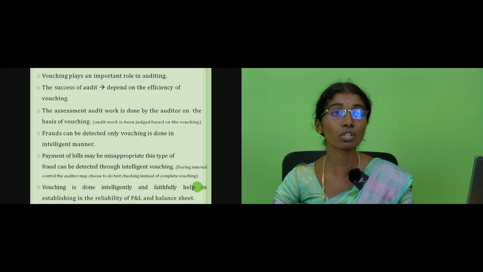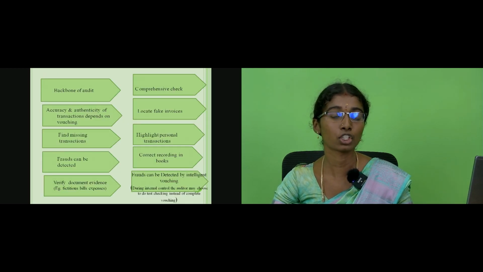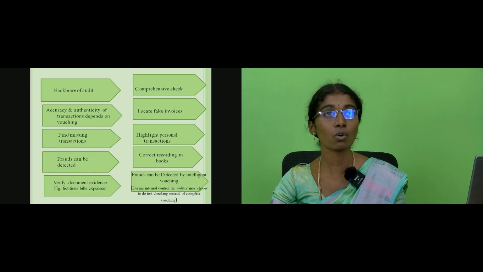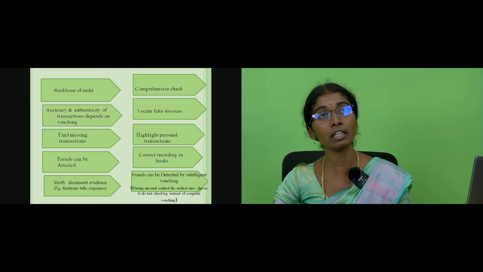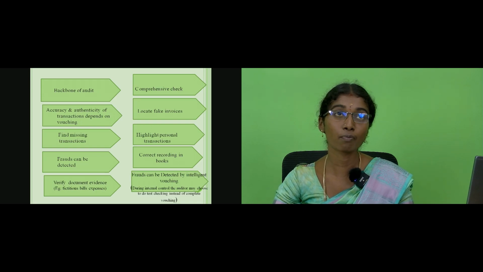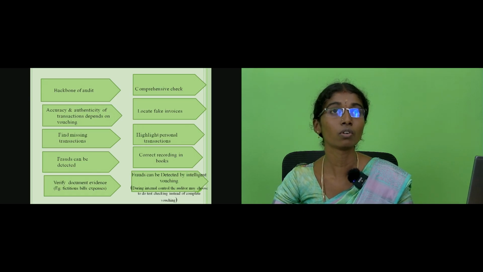So vouching is done intelligently and faithfully. Once it is done intelligently, the auditor can come to a conclusion. He will provide some reliability in the P&L and balance sheet, that is, the profit and loss account and the balance sheet of the firm. As a summary, we can say that vouching is the backbone of audit. So we can do a comprehensive check on it.